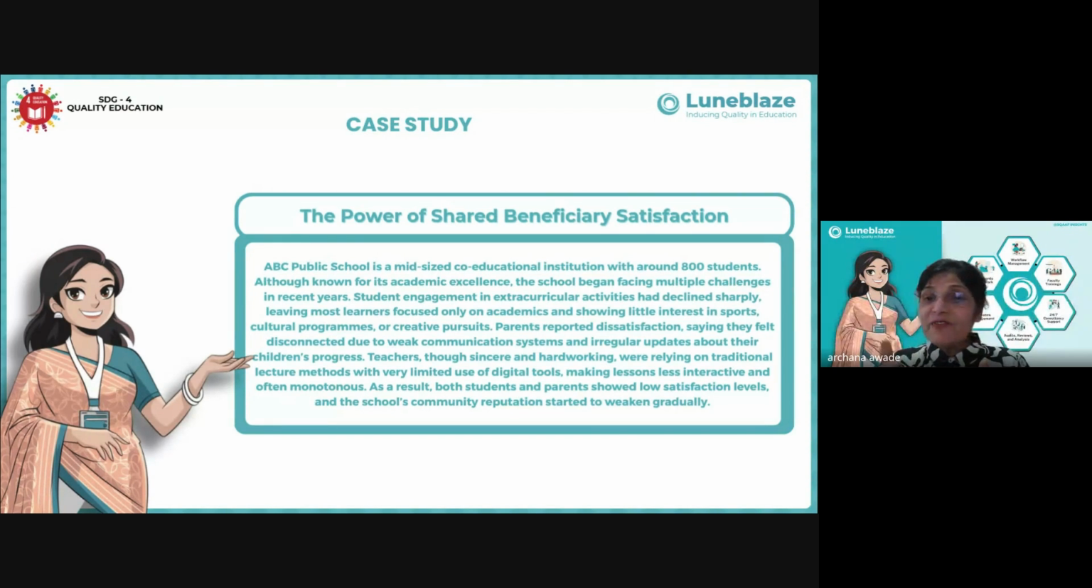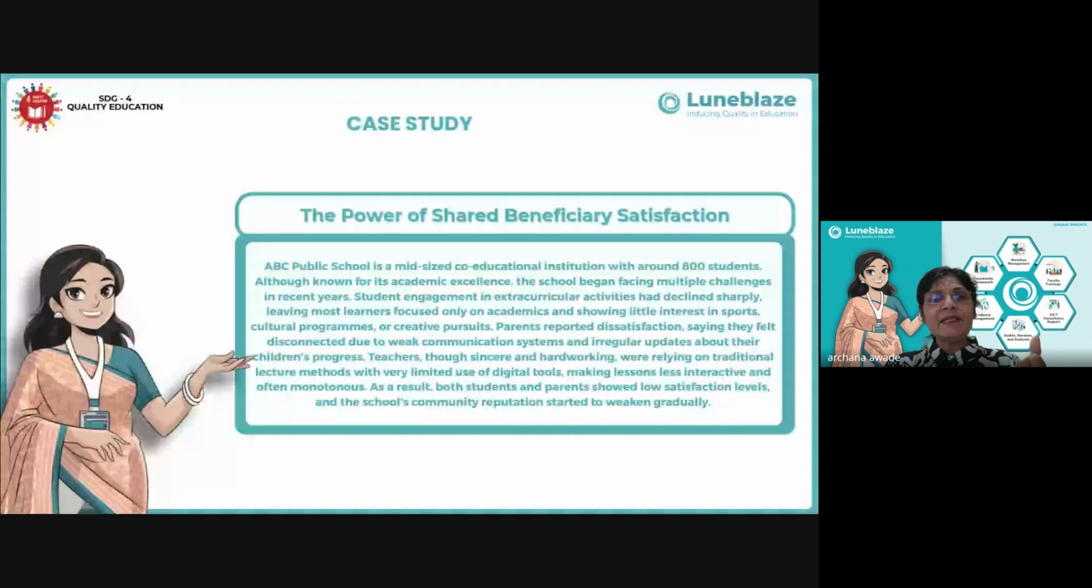Then weak communication with parents. That is also a pain point in this case study, where there are irregular updates and lack of trust. Yes, Varsha Gupta, weak communication. And the third pain point is the traditional teaching style of the teachers, with less interactivity, no digital interaction, and that's why there is monotonous teaching and learning in the classroom. So these are the three key pain points of ABC school. Now let's see how ABC school finds the solution. Can we move on to the next slide?